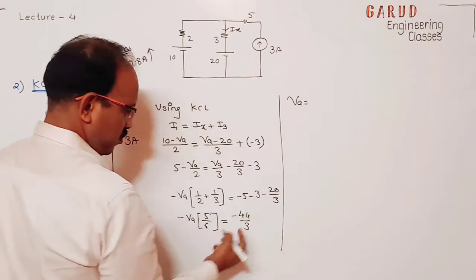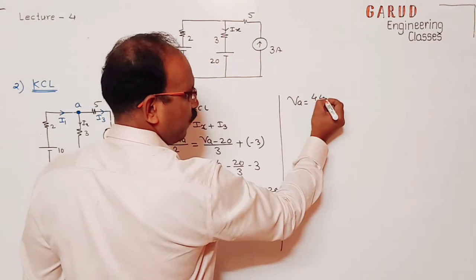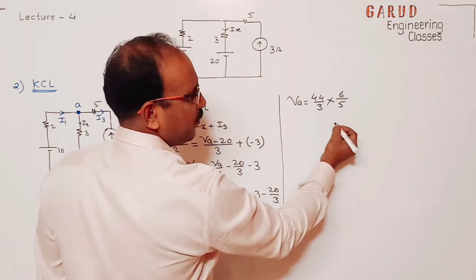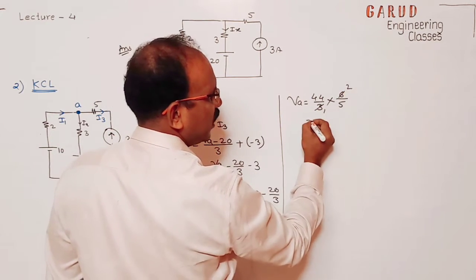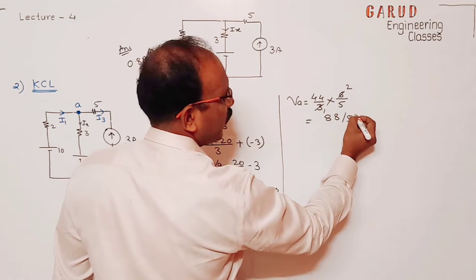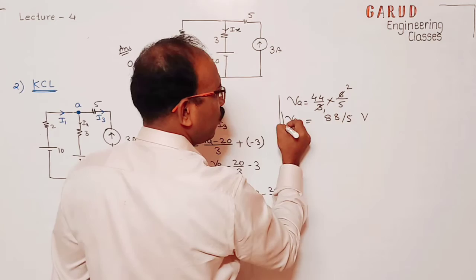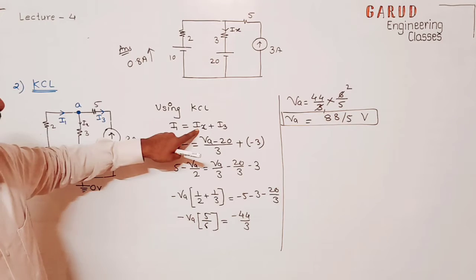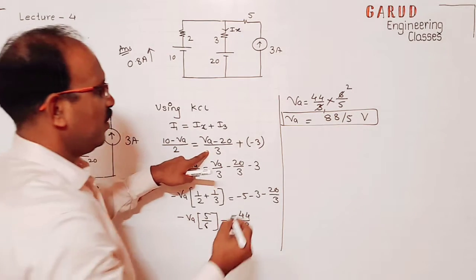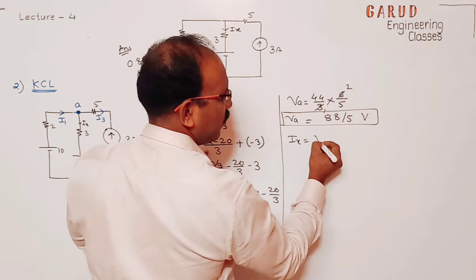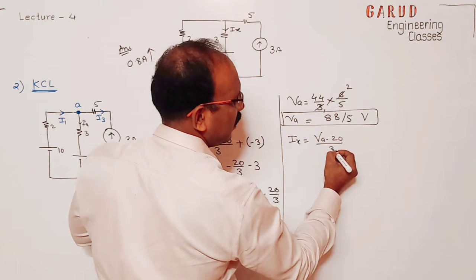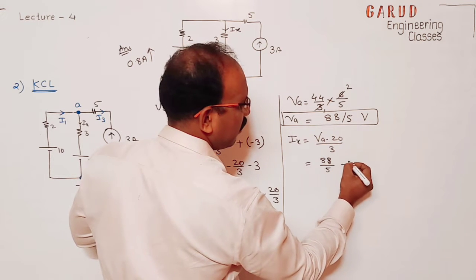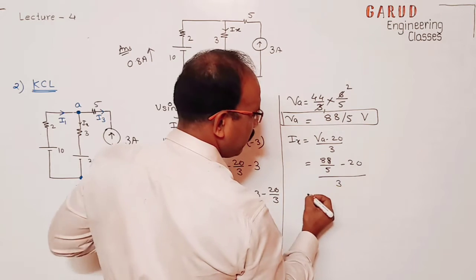So what is VA here? VA equals, minus minus cancel, 44 by 3 into 6 by 5. So that is 88 by 5 volts. But we don't want voltage, we want the current through this. What is this current? The current is Ix, which is VA minus 20 by 3. So Ix is VA minus 20 by 3, that is 88 by 5 minus 20 upon 3.